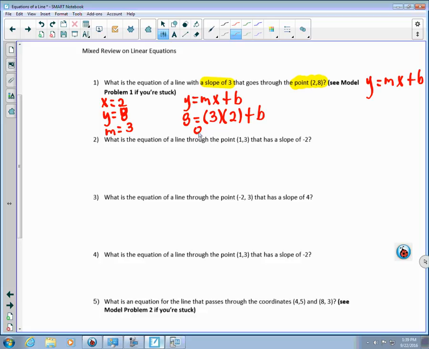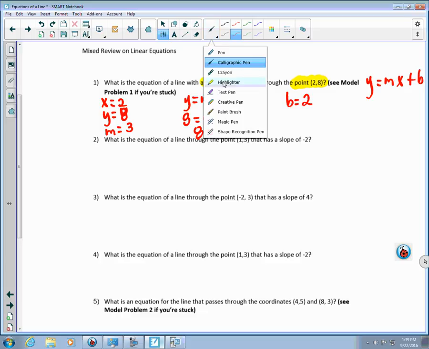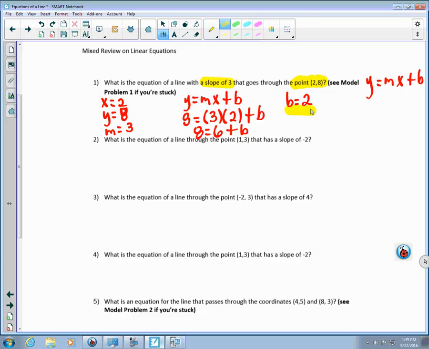So now I get that 8 equals, what's 3 times 2? 6 plus b. And then I have to take away 6, right? So what is b? 2. There you go. So now what I'm going to do is I'm going to use that and that to come over here and come up with my equation. With me? All right. This is not hard to do at all. Okay, so this would be 3x plus 2, and you're done.